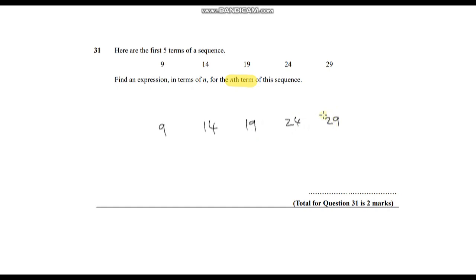Now, in order to work out the nth term, the first thing we have to do is work out what the difference is between terms. So it looks like we're adding on something each time. So to go from 9 to 14, we are adding on 5. Go from 14 to 19, we're also adding on 5. Go from 19 to 24, we're adding on 5. And to go from 24 to 29, we are also adding on 5. So because we're adding on 5 each time, the nth term is going to start with 5n.